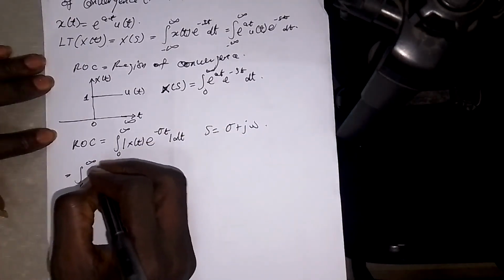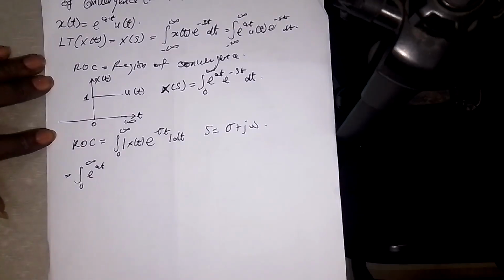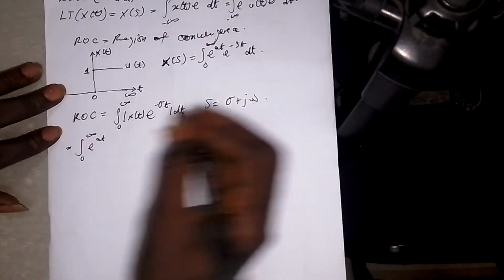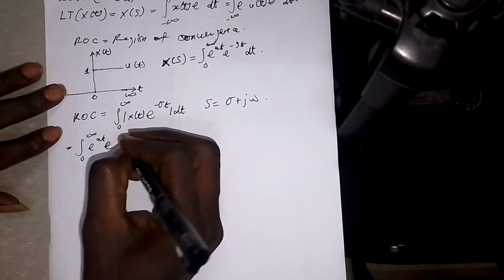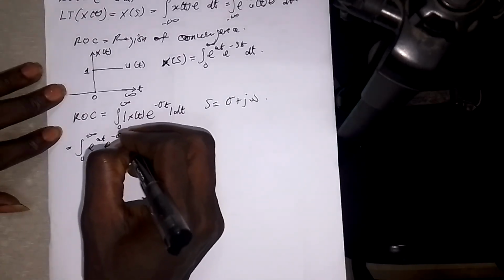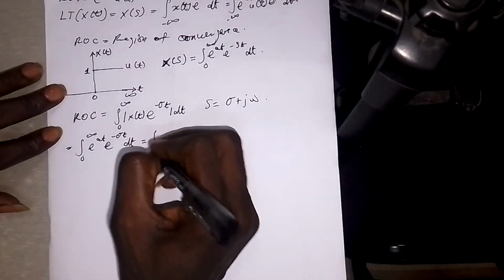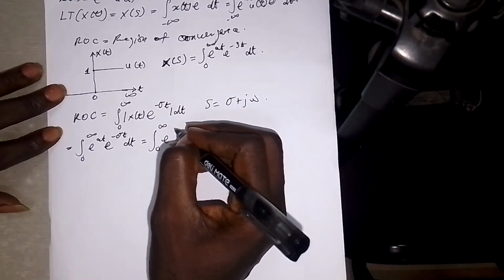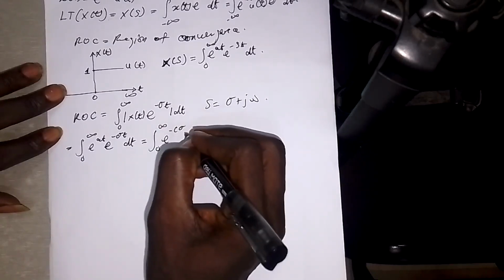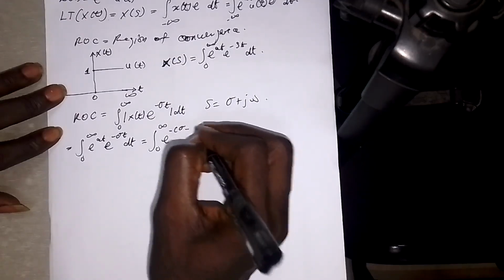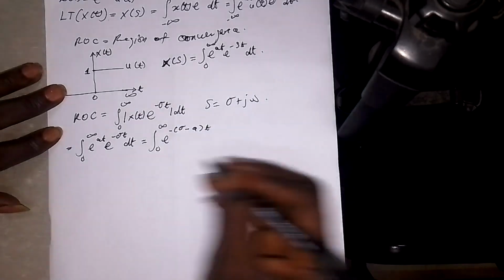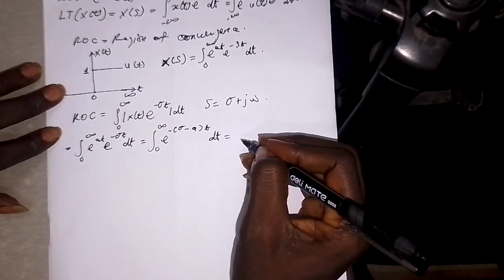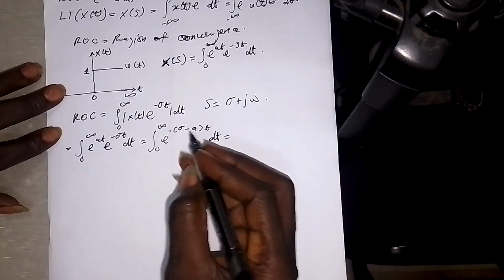So here, what I will get is the integral from 0 to infinity of e exponent at, into e exponent minus sigma t, dt, which is equal to the integral from 0 to infinity of e exponent, and I can bring minus here and sigma here, and another minus here with a and t here, dt.